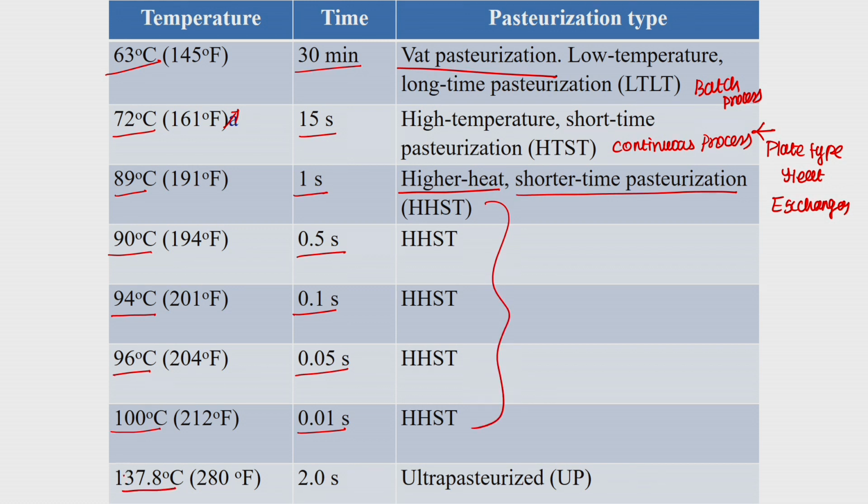And if you heat it to 137.8 degree for 2 seconds, that is called ultra pasteurized milk. In the US most people prefer the ultra pasteurized milk compared to normal pasteurized milk, because this can stay up to 3 months in refrigerated storage. The temperature is a bit high, so sometimes you get a cooked flavor because of this high temperature. This is the time temperature relation given for various processes by PMO.